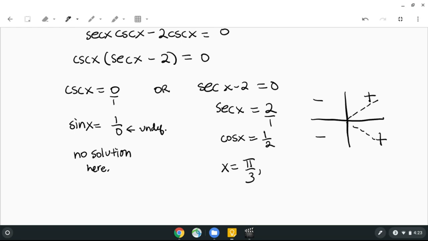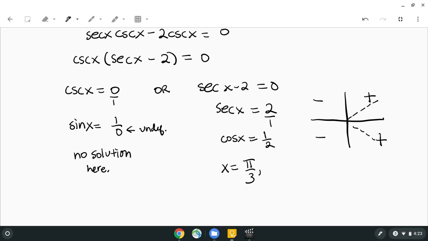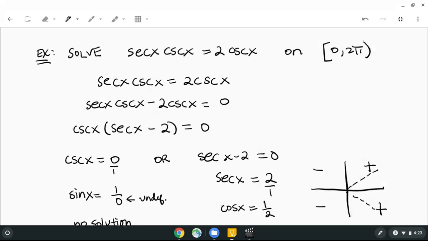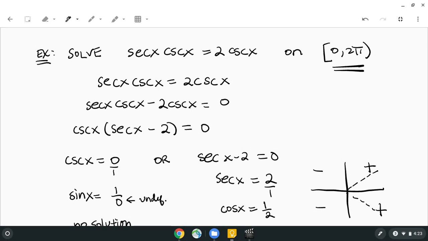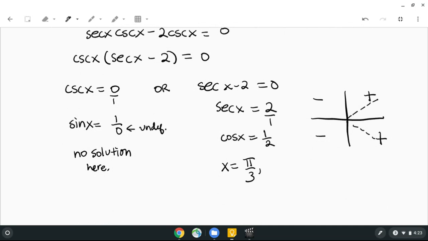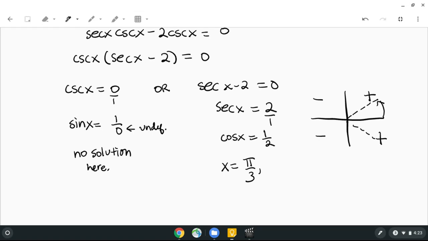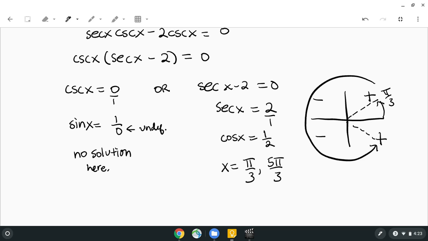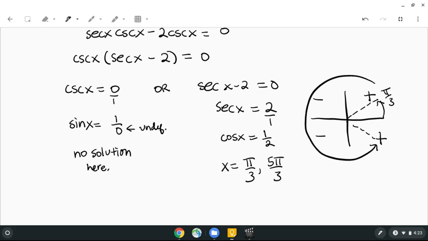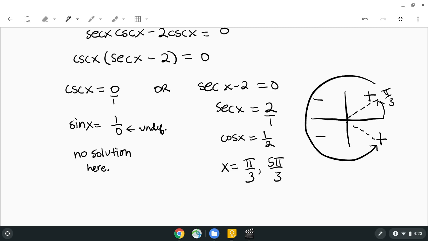But we don't want to say negative pi over 3, even though it does land in that same spot, because they gave you this restriction. They want the answers to be between 0 and 2 pi, so no negative answers. We got our first one going this direction, pi over 3, and keep going all the way around till you get to this one, which would be 5 pi over 3. Those would be the only two answers.